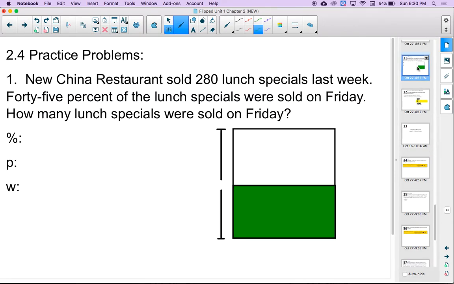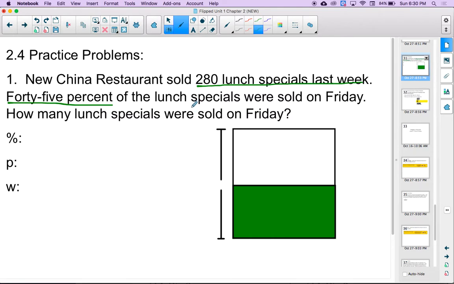So I only have one practice problem for you today. Like I said, very short video. If you understand this practice problem, then you will absolutely understand the rest of them. This is number 1 from your note packet. It says, New China restaurant sold 280 lunch specials last week. 45% of those lunch specials were sold on Friday. How many lunch specials were sold on Friday?